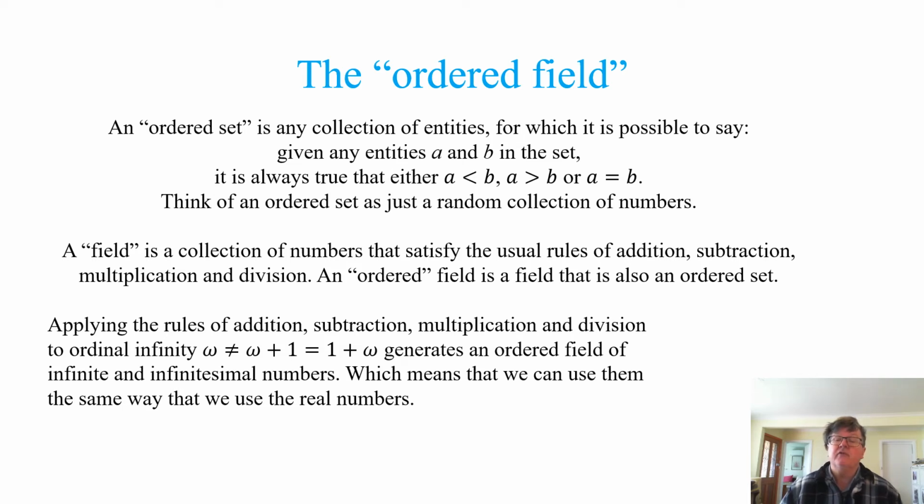So the usual rules of addition include commutative addition. Usual rules of addition include infinity plus 1 equals 1 plus infinity. So Cantor's ordinal infinity is not a field, but what I'm here calling ordinal infinity is a field. And we can generate this field by just applying the operations of addition, subtraction, multiplication, and division to the real numbers plus a selection of infinite numbers.